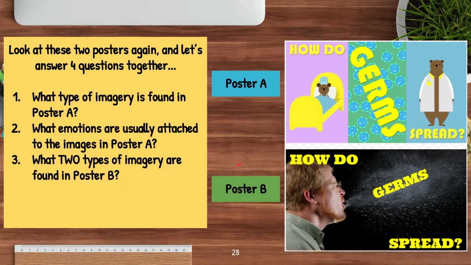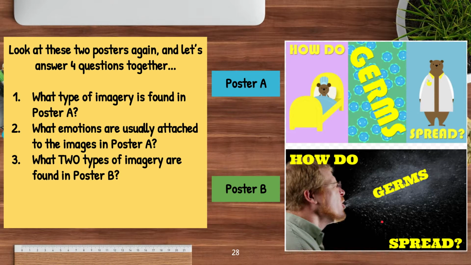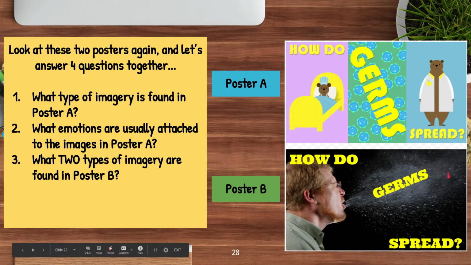What two types of imagery are found in poster B? You obviously have visual imagery of this man sneezing. But what is the other type of imagery that you're probably feeling as you see the cloud of spit, basically, and particles that comes out of this man's mouth when he sneezes? Some of us may hear that. We can almost hear this man sneezing. It's disgusting, but some of us can almost feel it. You almost know what it would feel like to be in the way, if you were standing here.